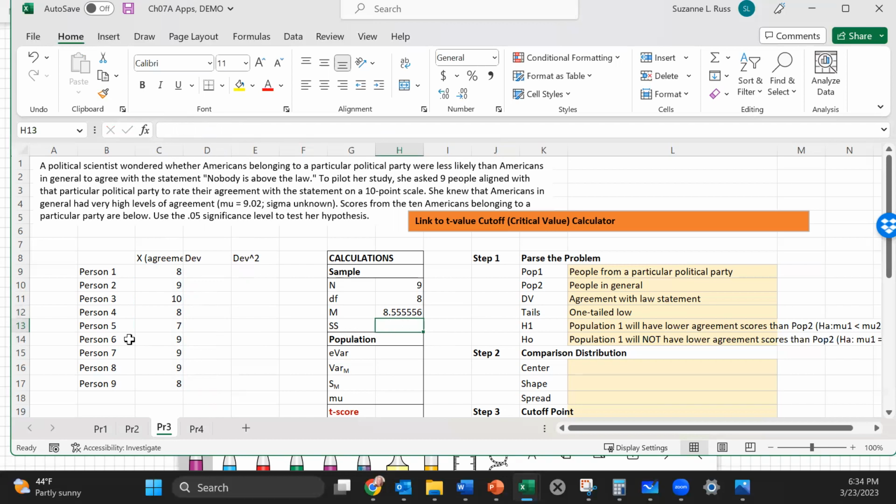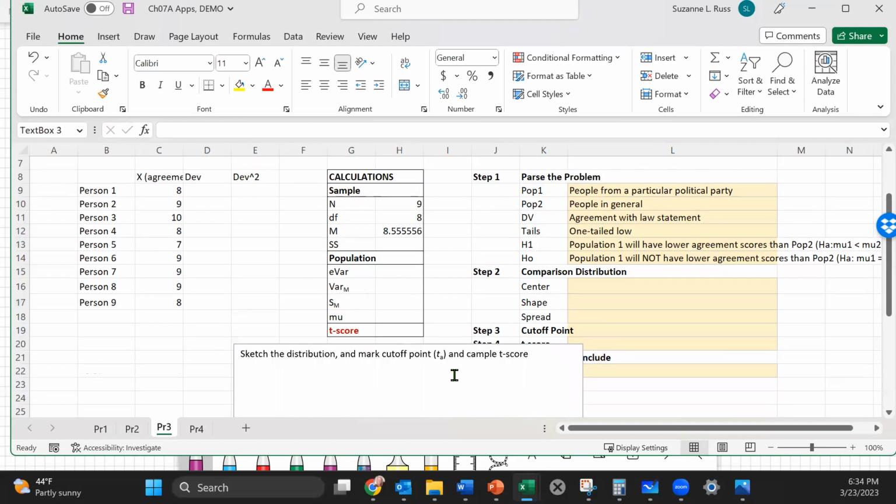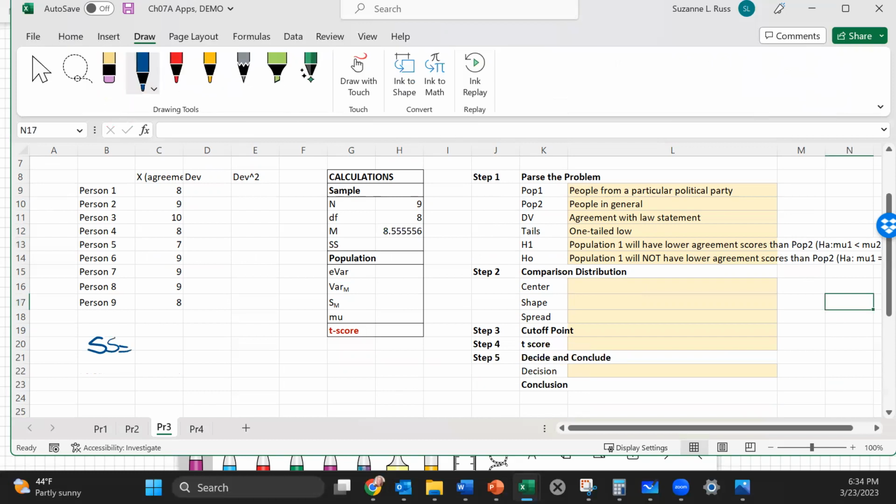So let's go ahead and get our sum of squares. Our sum of squares is calculated with the formula x minus M, and then (x minus M) squared. So let's write this in. I'm going to take this box out for now. We know what we need to sketch. I'll put the formulas down here instead. So SS equals the sum of all the deviations, which is just (x minus M) squared.